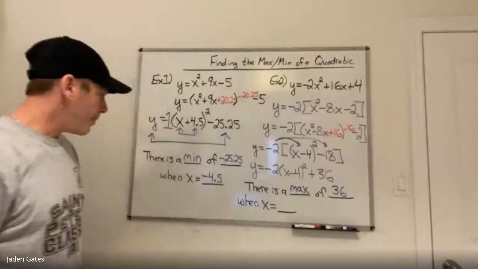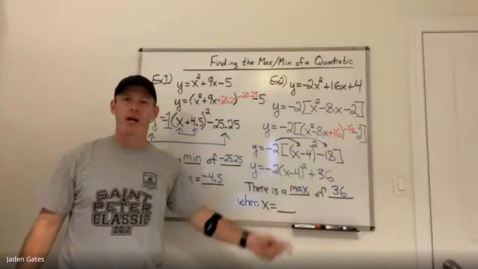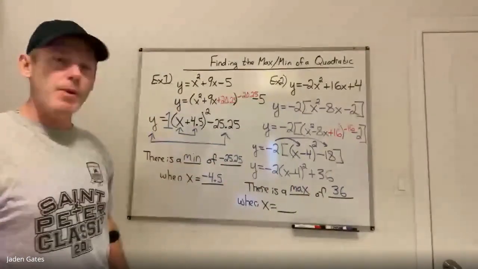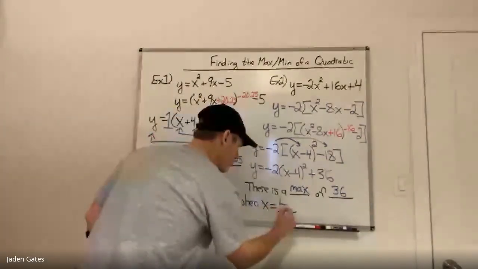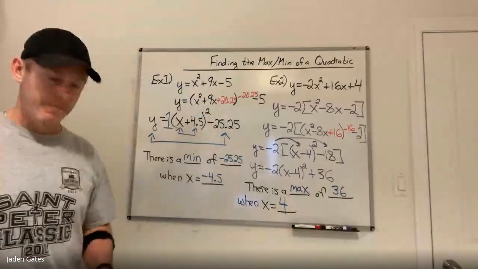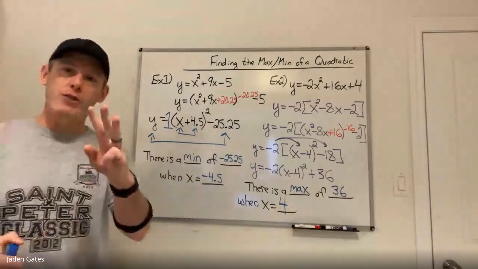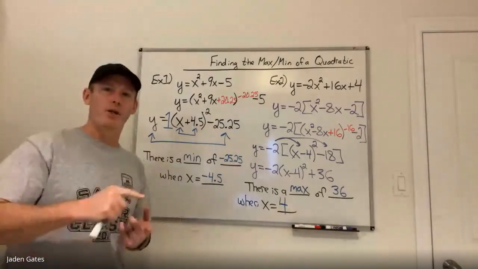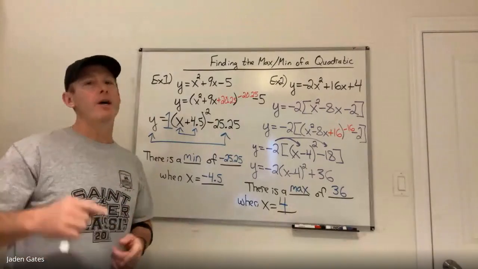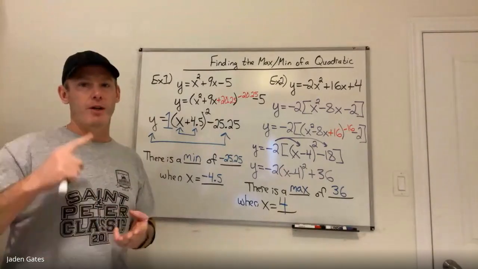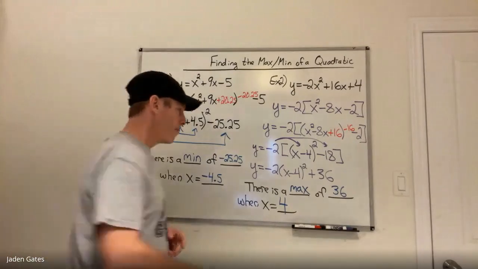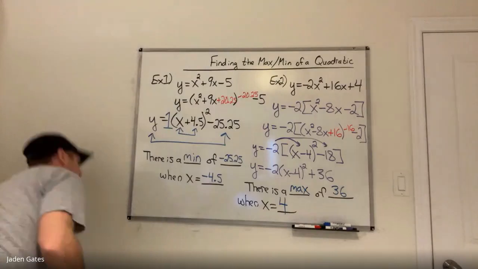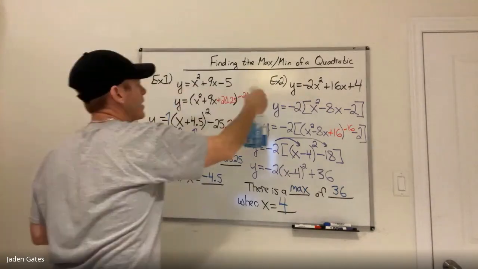And where does it happen? Again, I look at my x value, which is inside the brackets. Again, it tricks you up. It always looks the opposite. So it says x minus 4 in there, which means our x value actually is 4. And so there I answered 3 questions all in one simple little sentence. There is a max of 36 when x equals 4. It tells me, do we have a max or min? What is it? And where does it happen? All right, let's try a couple more of those. Again, you have to be able to complete the square or you cannot find the max or min.